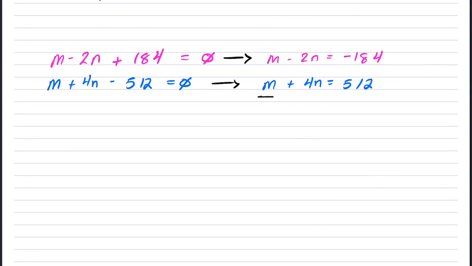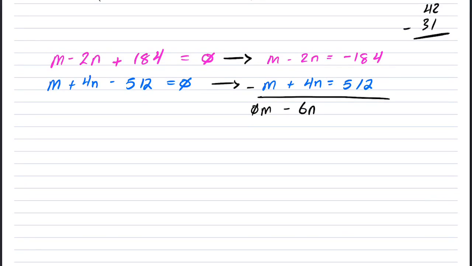So what I'm going to do is subtract these. I'm going to treat this just like a regular subtraction problem, like you've seen in grade 1 and stuff. Just stacking everything, and then we're just going to subtract through, right? So here we have m minus m, which is just 0, so we have 0m. Negative 2n minus 4n is just negative 6n, equals negative 184 minus 512. That gives us negative 696. So we're left with negative 6n equals negative 696.